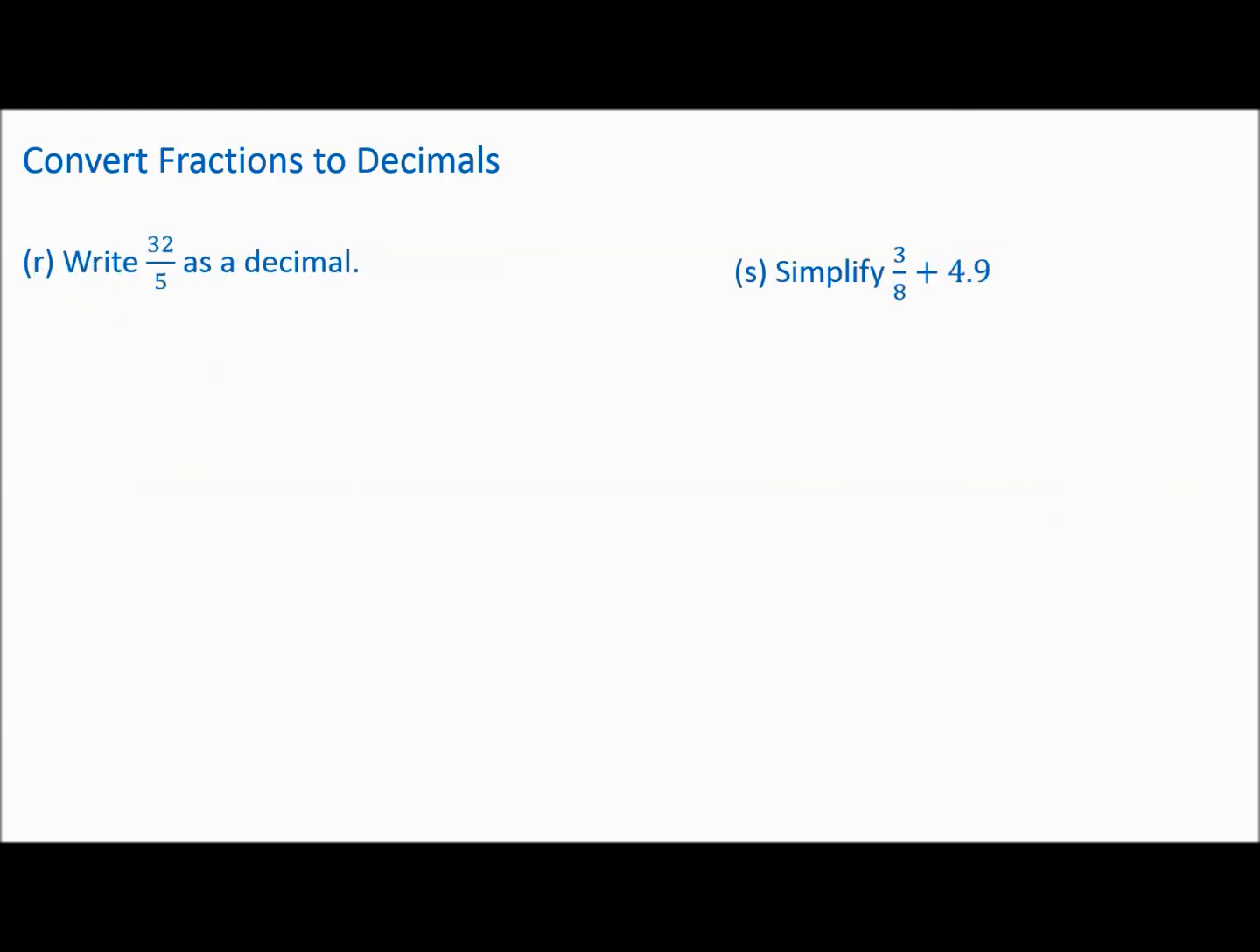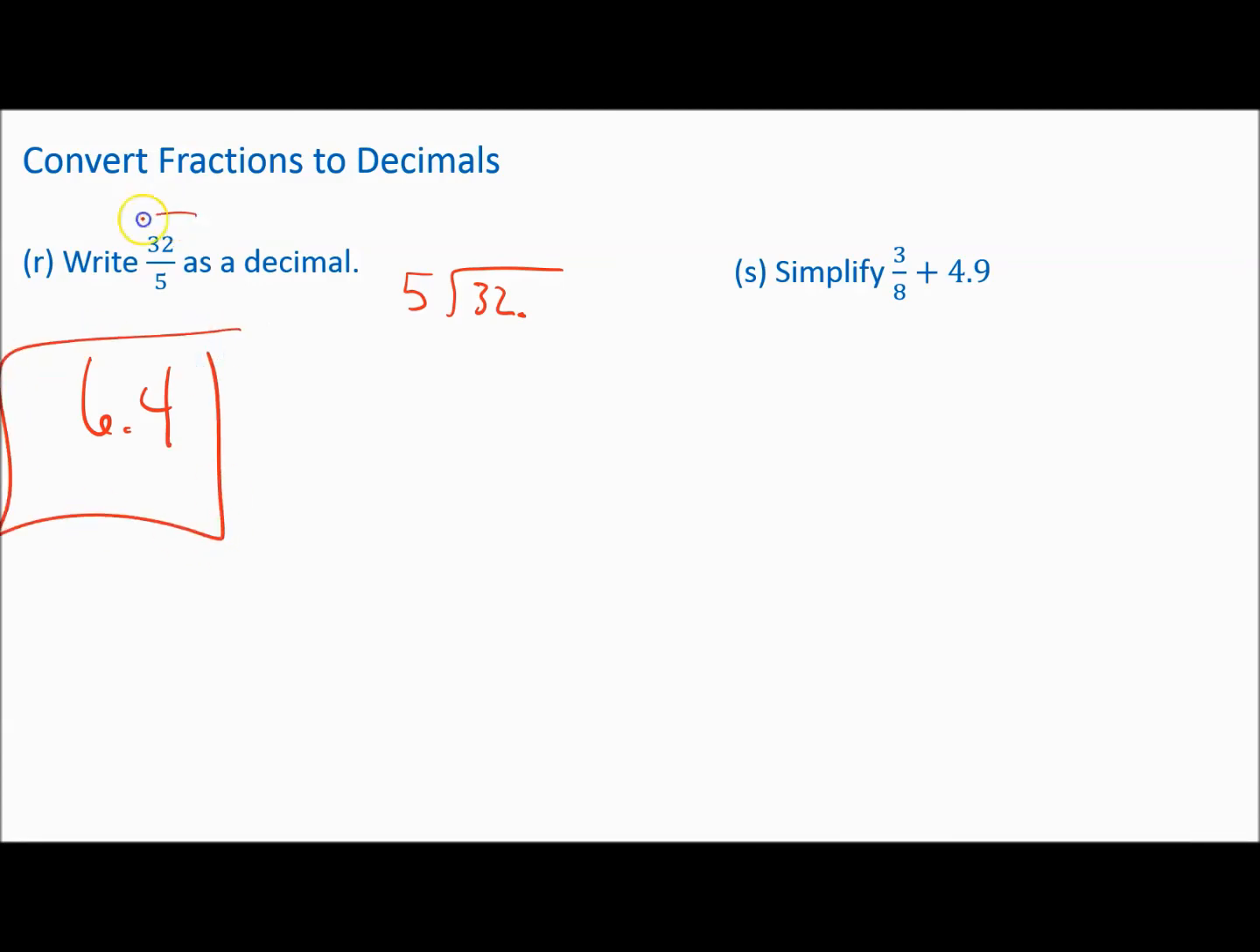Here's another one, right? Write 32/5 as a decimal. Now, if you wanted to divide 5 into 32 because you didn't have a calculator on you, that's how you would do it. You would eventually have to add the decimal and then the zeros after that until it stops. But here's what I wanted you to notice. When I type in 32 divided by 5, I get 6.4. Okay? Is that what you expected?